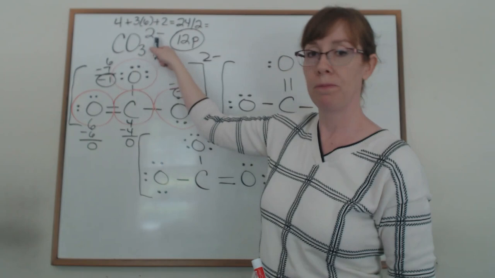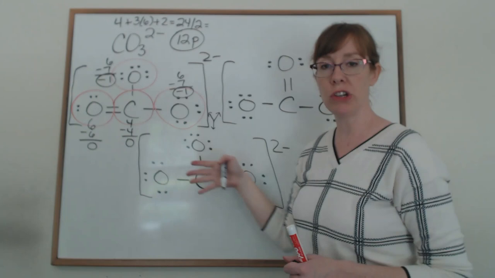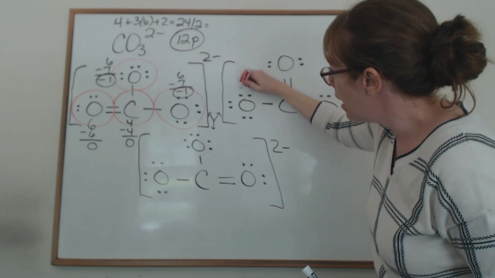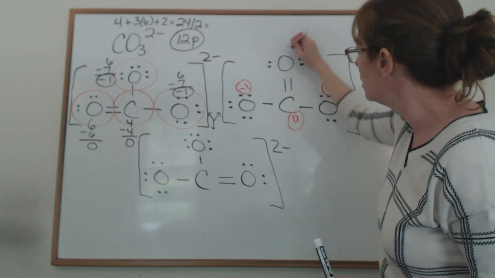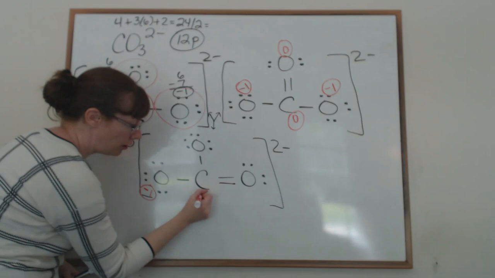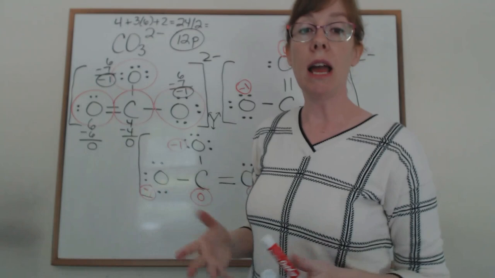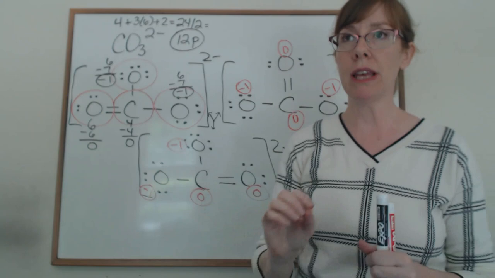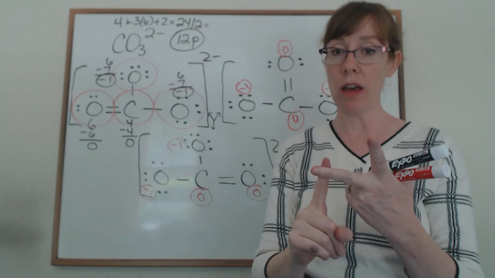If I did the formal charge on these two as well, let me just jump to the final answer. This one would have a negative one. This one would have negative one. This would be zero and zero. And this one would be negative one, zero, zero, and negative one. You could take your time with it if you want to practice, but at the end of the day, all three of those resonance structures have a negative one charge on an oxygen and a negative one charge on another oxygen. That's another way of thinking about being equivalent Lewis structures.